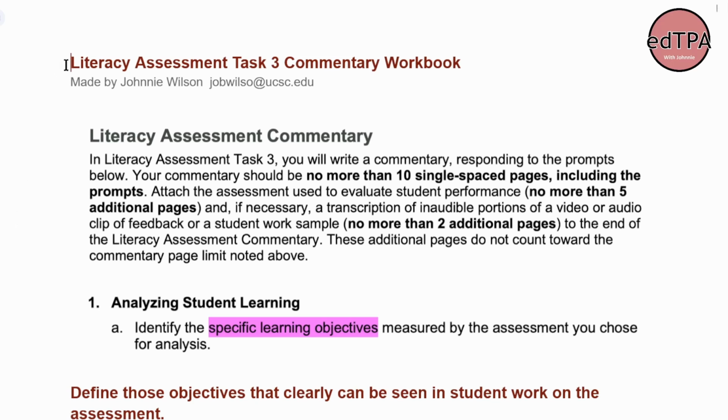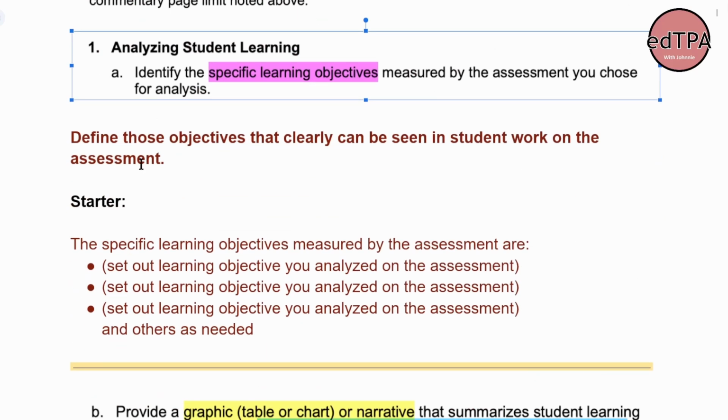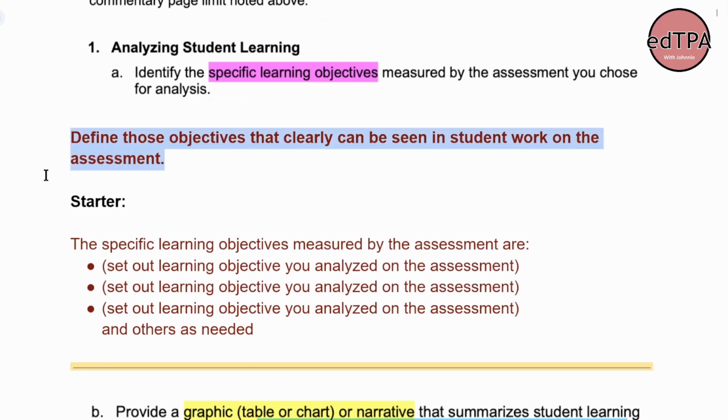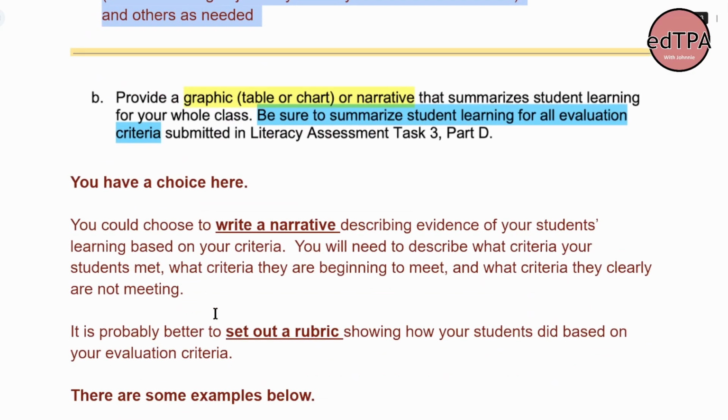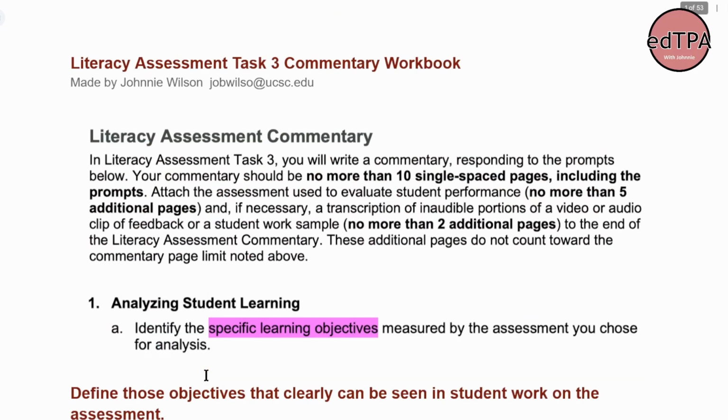This workbook is Literacy Assessment Task 3, and it's the commentary. In this workbook I'm going to be sharing all the prompts. I will share some descriptions too about things to think about with each of the prompts and offer starters for every one of the prompts. Lots of good starters. So let's get started.